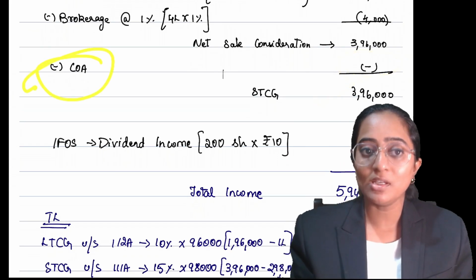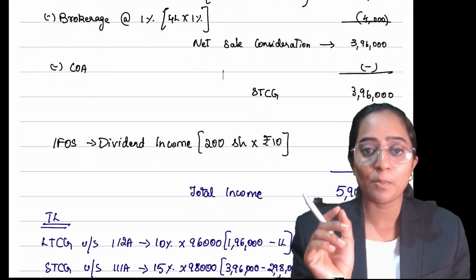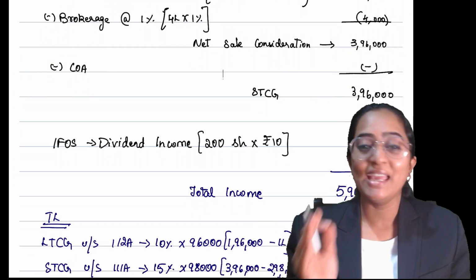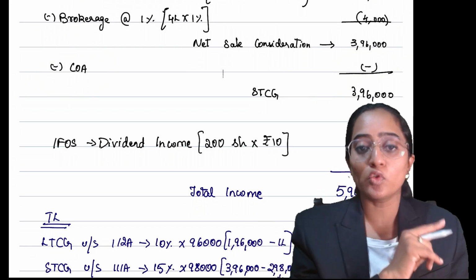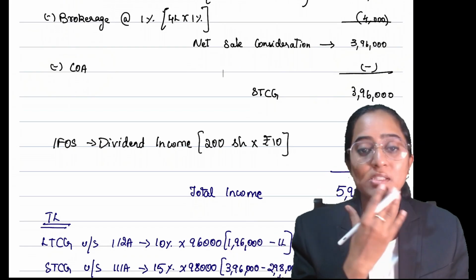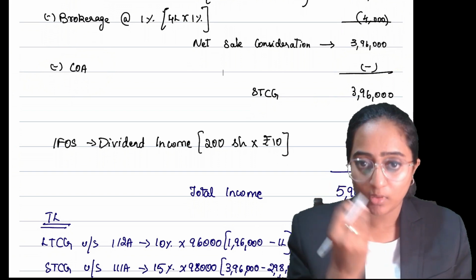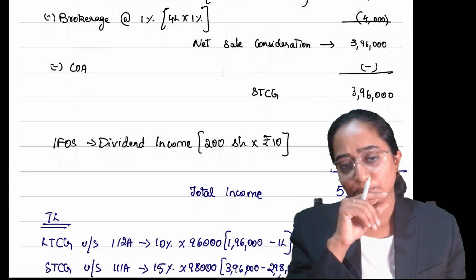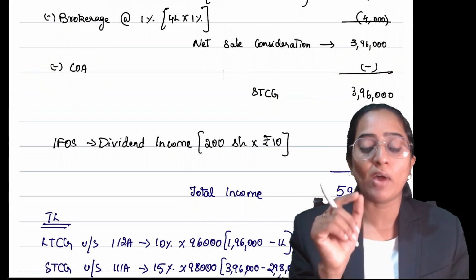That is cost of acquisition in case of bonus shares. Remember, allotted on or after 1/4/2001, it is going to be nil. Before 1/4/2001, whatever the bonus shares, the cost of acquisition for the bonus shares is going to be the fair market value as on 1/4/2000.